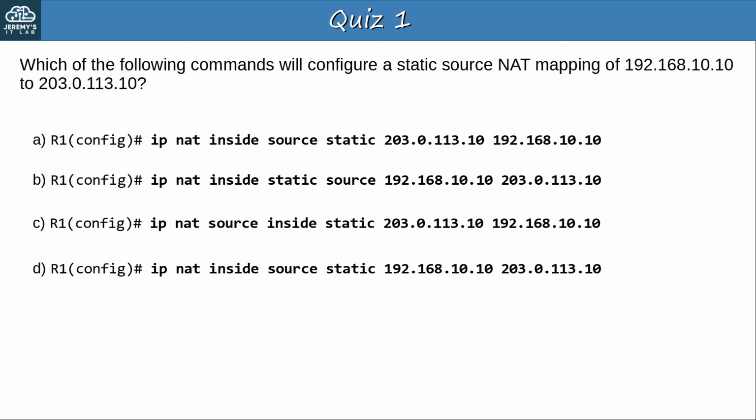Which of the following commands will configure a static source NAT mapping of 192.168.10.10 to 203.0.113.10? Pause the video now to check the options and select the best answer. Okay, the answer is D, IP NAT inside source static, followed by the inside local address, which is usually a private address, and then the inside global address, which is usually a public address. This will map 192.168.10.10 to 203.0.113.10.